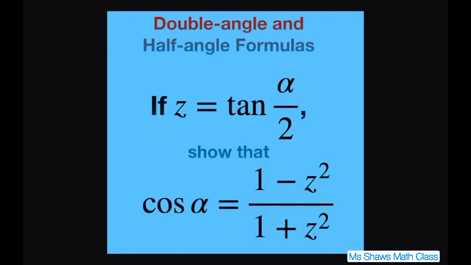Hey everyone, we're going to show that cosine of alpha equals (1 minus z squared) divided by (1 plus z squared) if z equals tan of alpha divided by 2. So we're using our half angle formulas, and I'm looking for cosine. I'm going to use this formula here.